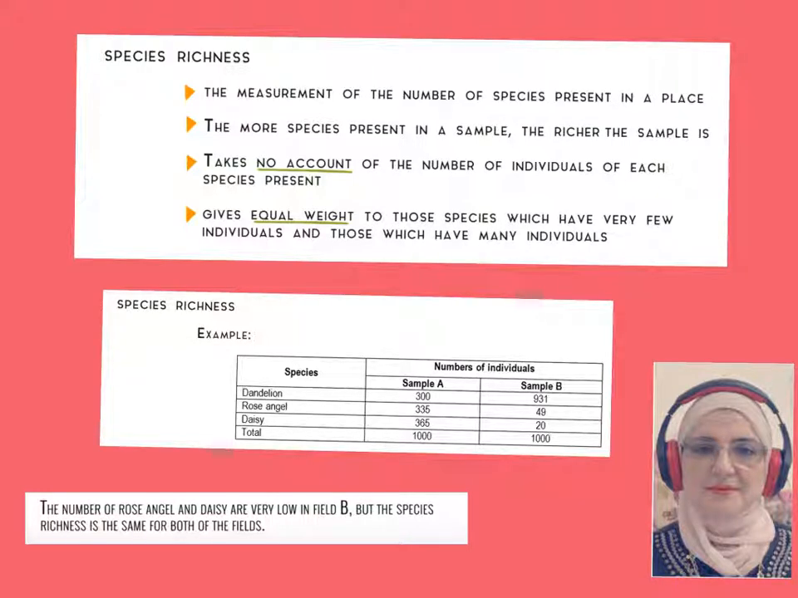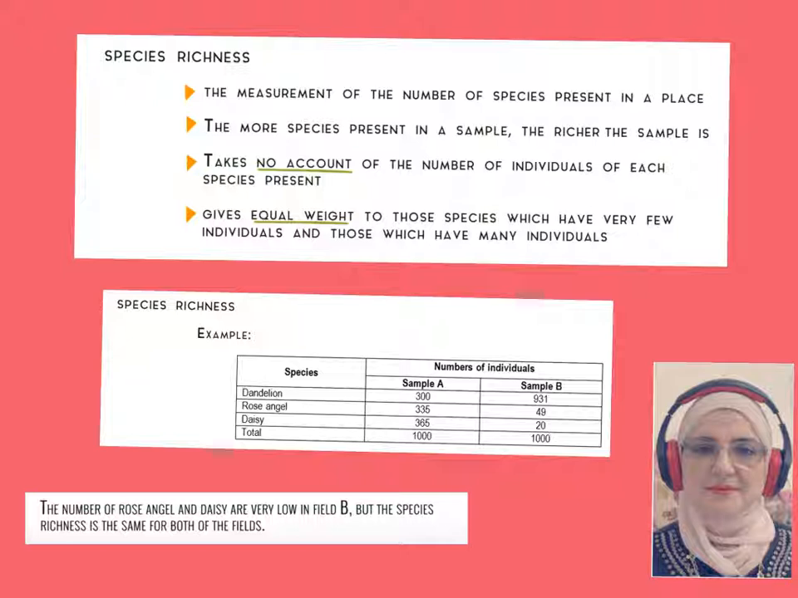Let's take an example. You have here the number of individuals of 4 different species in sample A and sample B. Consider sample A and sample B are 2 different habitats. Looking at the number of species, both of them have the same number of species. So by comparing these 2 samples, we can say they have the same species richness, because both samples have the same number of species, regardless of the number of individuals of each species.